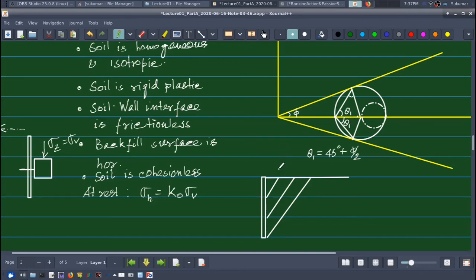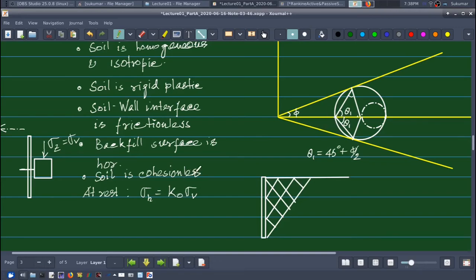All right, so I have another set of planes making 45 plus φ/2 with the horizontal. So these are my failure planes that will develop in the active condition. Clear? So this is how Rankine analyzed the active earth pressure. Now you see, how can I find out the active earth pressure now?